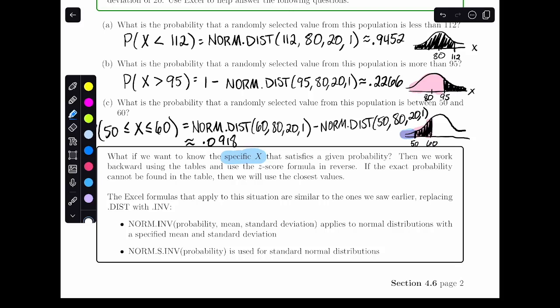And we could also find probabilities using tables. We did it here using Excel. And so if we were using a table, we'd have to be backtracking and trying to figure out what we would have started with. But in Excel, we can use the same kind of formula that we did before, except we're going to replace the dist with an inv, for inverse, which means we're doing the opposite of what we were doing before.